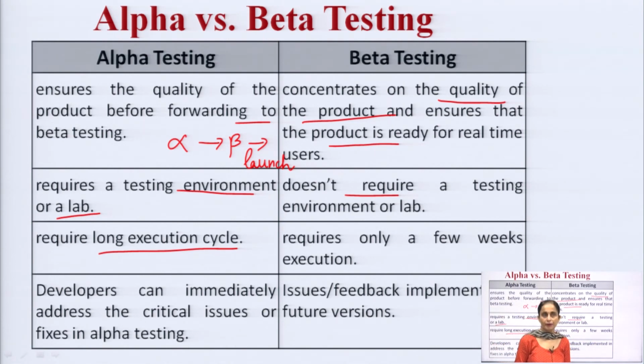Developers can immediately address the problems that come up in alpha testing, and the issues and feedback from the result of beta testing come in the next version of the software.